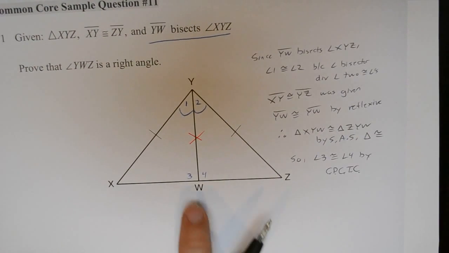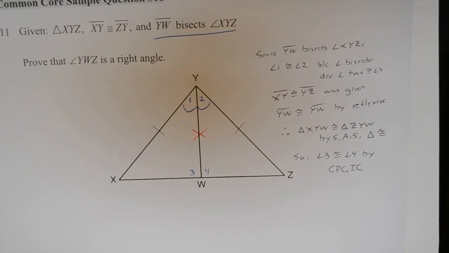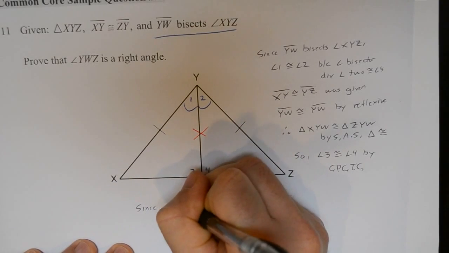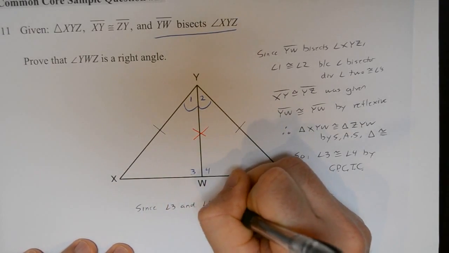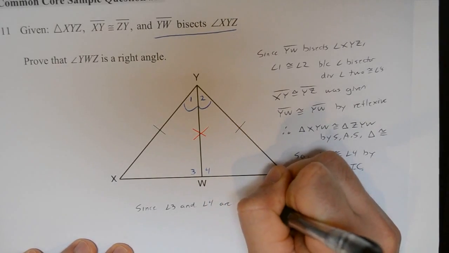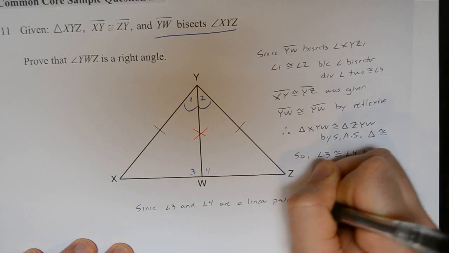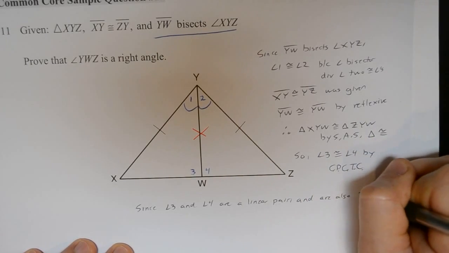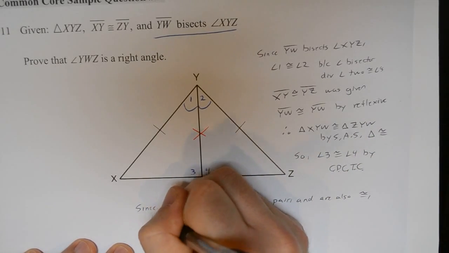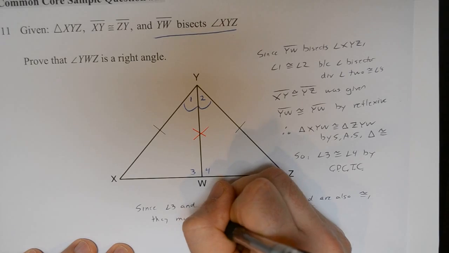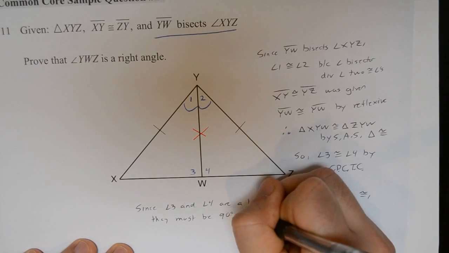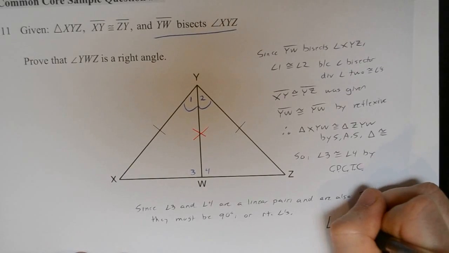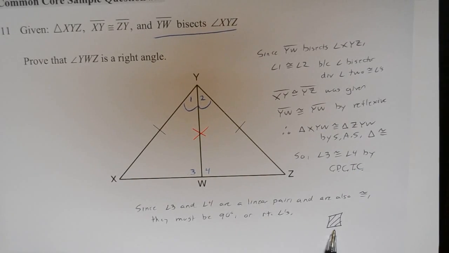But wait a second, angle 3 and 4 form a line. So we can finish this by saying something like this. Since angle 3 and angle 4 are a linear pair and are also congruent, they must be 90 degrees or right angles. And that is what they asked us to prove, so I'll go ahead and put a proof box there.